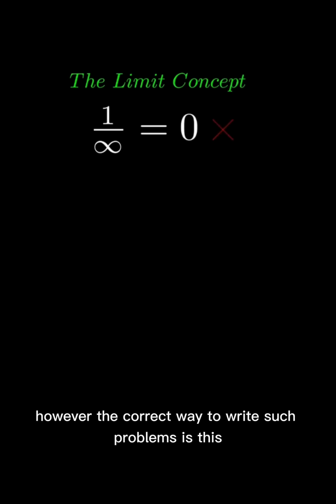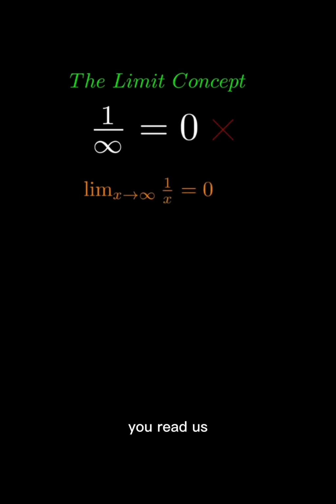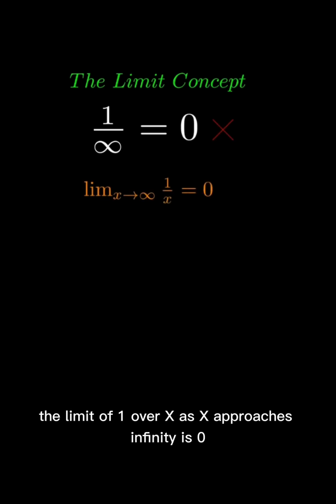Let's fix it. The infinity problems are dealt with using limit concepts. 1 over infinity is ridiculous and unacceptable. However, the correct way to write such problems is this. Here it does: the limit of 1 over x as x approaches infinity is 0.